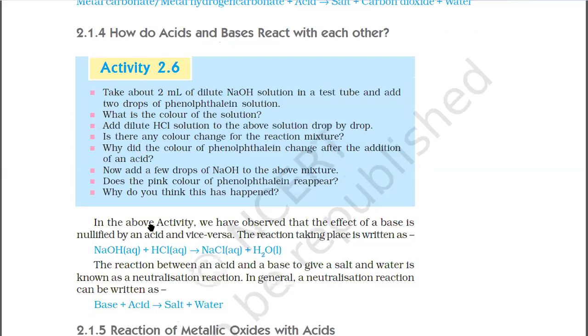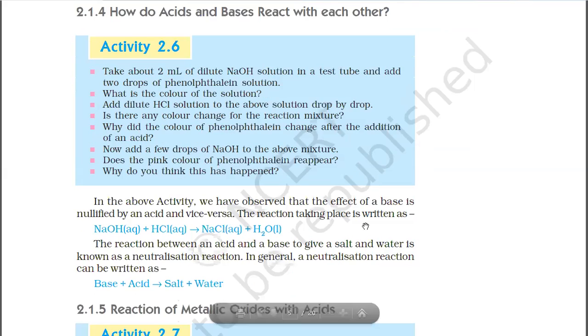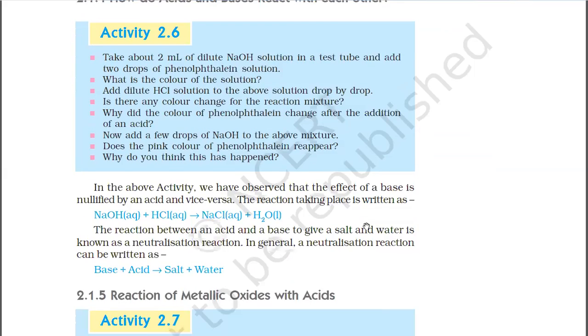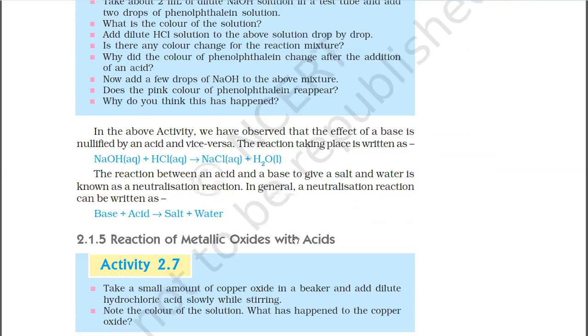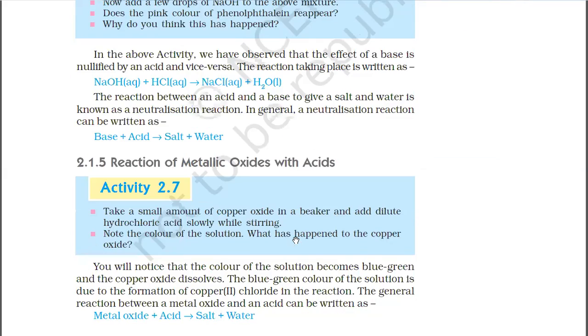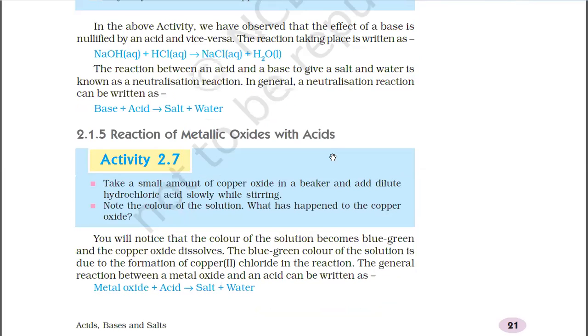In the above activity, we have observed that the effect of a base is nullified by an acid and vice versa. The reaction taking place is written as: NaOH (aq) + HCl (aq) gives NaCl (aq) + H2O (l). The reaction between an acid and a base to give a salt and water is known as a neutralization reaction. In general, a neutralization reaction can be written as: base plus acid gives salt plus water.